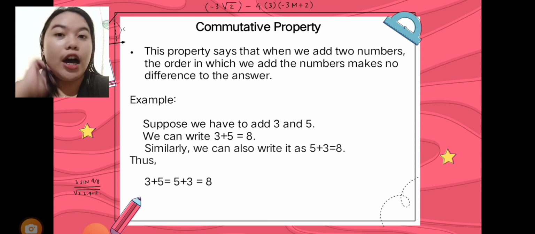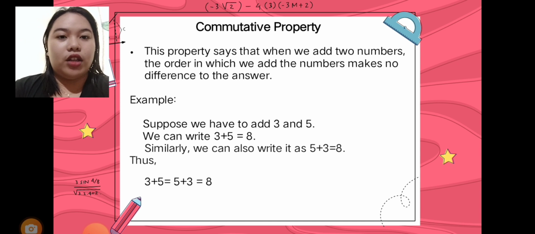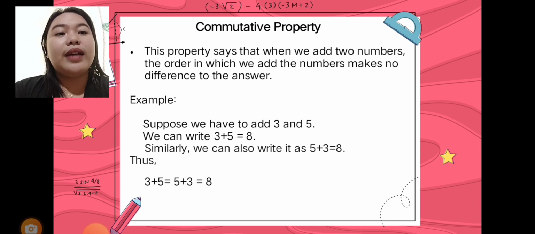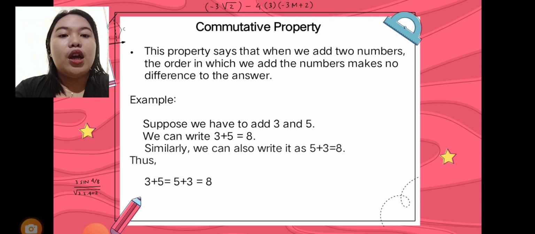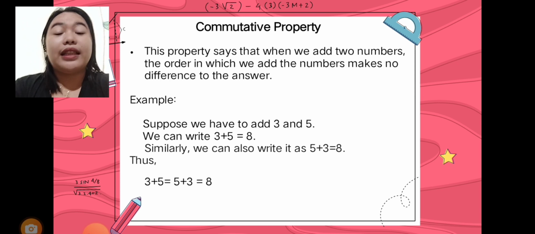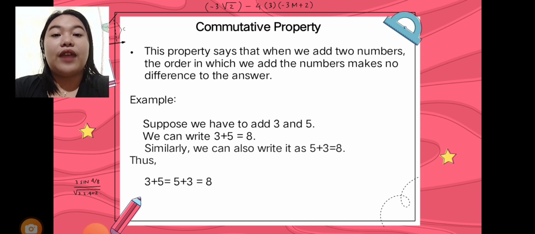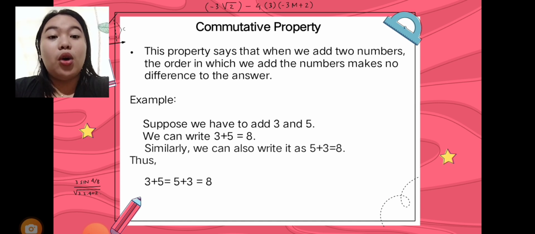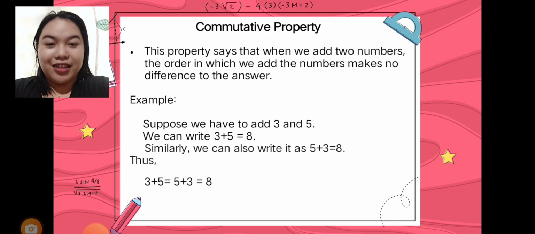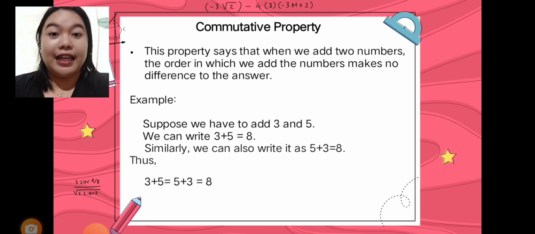So let's focus on commutative property in addition. This property says that when we add two numbers, the order in which we add the numbers makes no difference to the sum. Example: suppose we have to add 3 and 5. We can write 3 plus 5 is equal to 8. Similarly, we can also write it as 5 plus 3 is equal to 8. Thus, 3 plus 5 or 5 plus 3 is equal to 8. So that is the commutative property in addition.